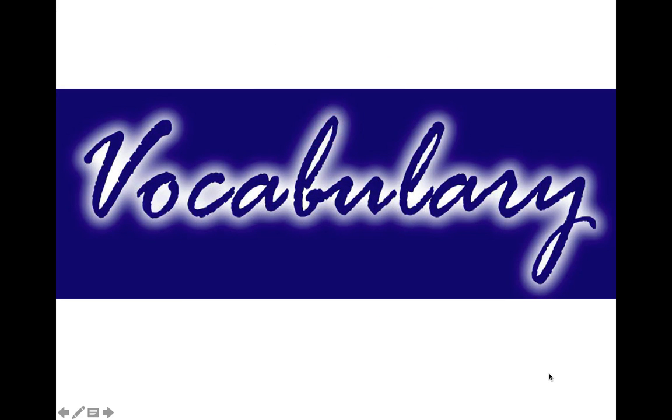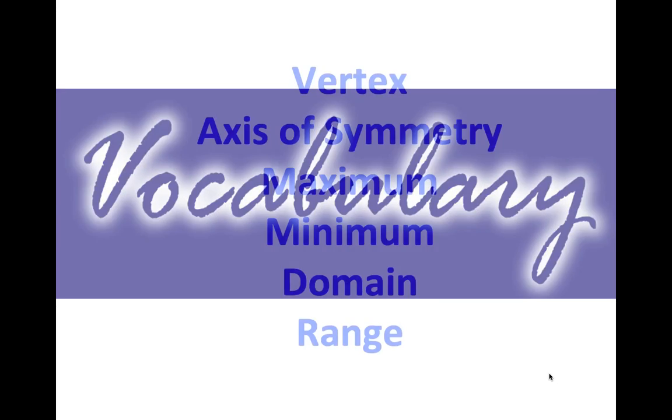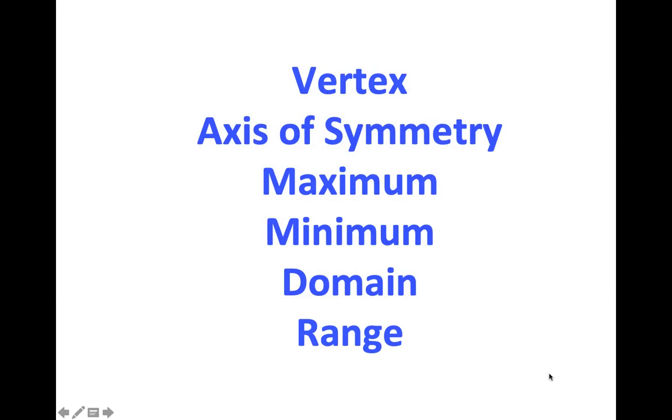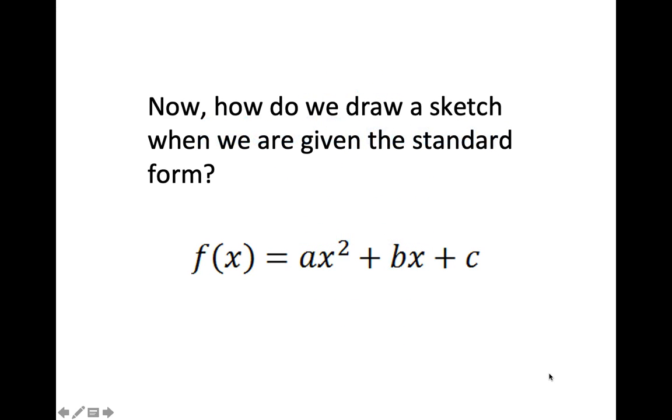Now, the vocabulary continues to be the same as we had for the very beginning. We're looking at vertex, the axis of symmetry, a maximum, minimum, domain, and range. Those are all words that we continue to use as we study quadratic functions. So the question that is posed for this particular lesson is, how do we draw a sketch when we're given the standard form of the quadratic equation? When we look at it, how do we pull out the necessary information that we need in order to be able to draw a reasonable graph?